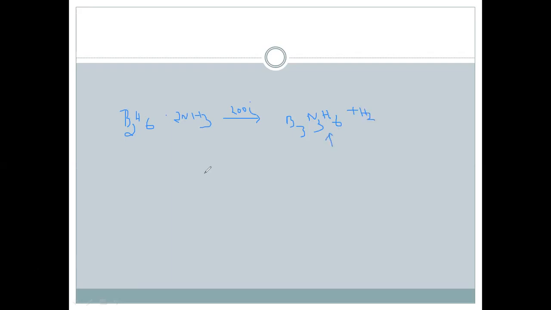And if you see the structure of it, it is like N, H, B, H, again N, H, B, H, N, B, H and here again, like a benzene ring. So it is called inorganic benzene also.